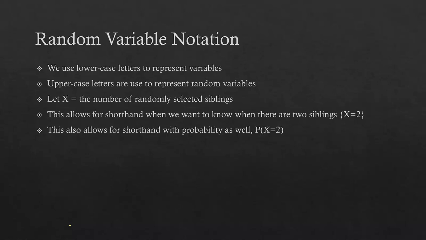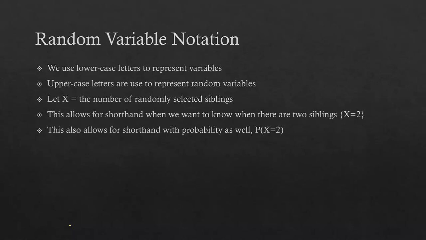The first thing you're going to need to realize is that all lowercase letters represent variables. Uppercase letters represent random variables. So for instance, if X is the number of siblings, and I want to shorthandedly write 2 siblings, well, capital X, our random variable, equals 2, because these are randomly selected siblings, as you see in the definition of what X is. So X equals 2 would be our shorthand for our random variable notation.